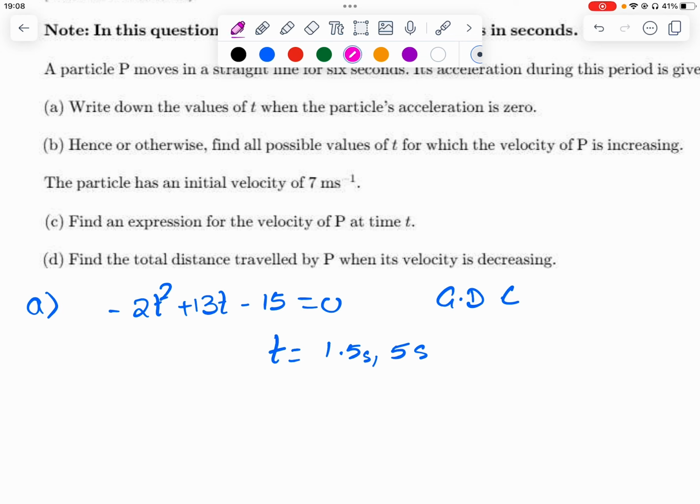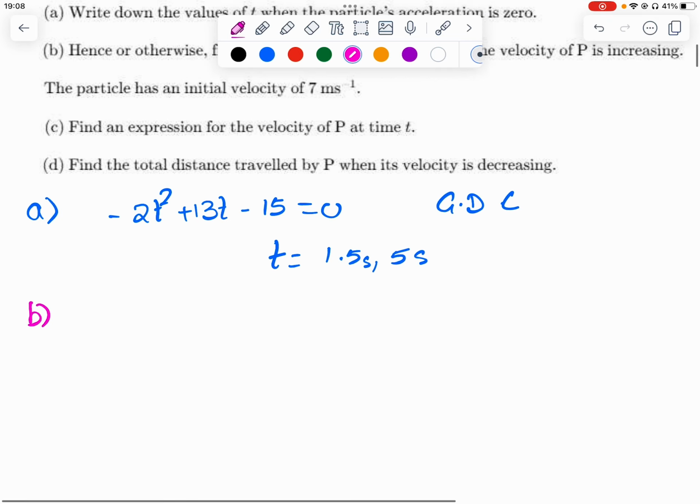Next, part B. Hence or otherwise, find all the possible values of t for which the velocity is increasing. So again, use the GDC. You can see that the graph is increasing between 1.5 and 5.